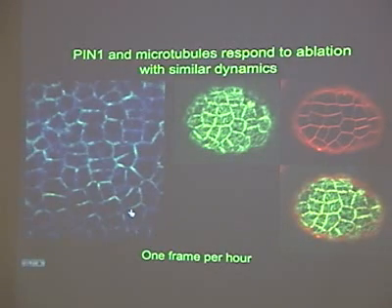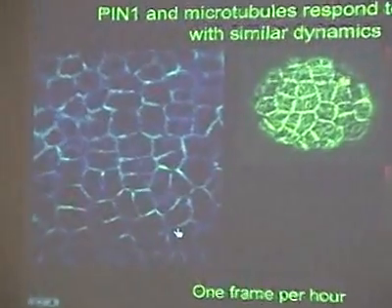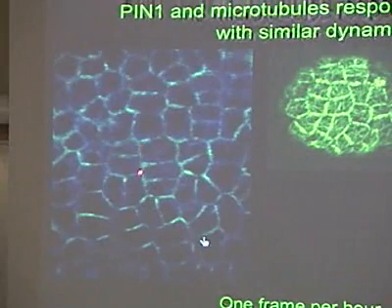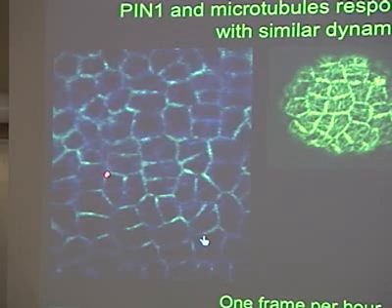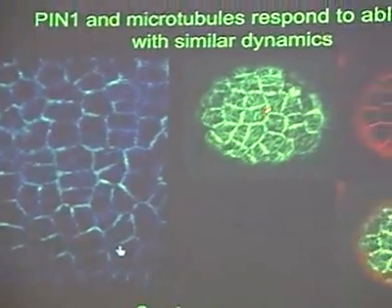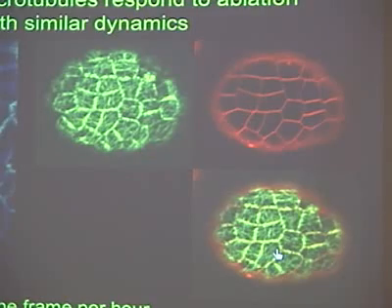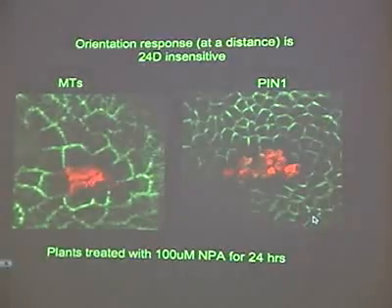Here, let's see if we can start this movie. If not, what it does, it shows what I just said, which is we would be ablating these 3 cells, and you'd watch the PIN1 on these walls moving across these cells and over to the opposite side, starting at 2 hours and being done by 6 or 8 hours. And then over here, similarly, we'd be seeing microtubules realigning in a movie that you would see on the same time course, the microtubules realign when the PIN1 realigns.